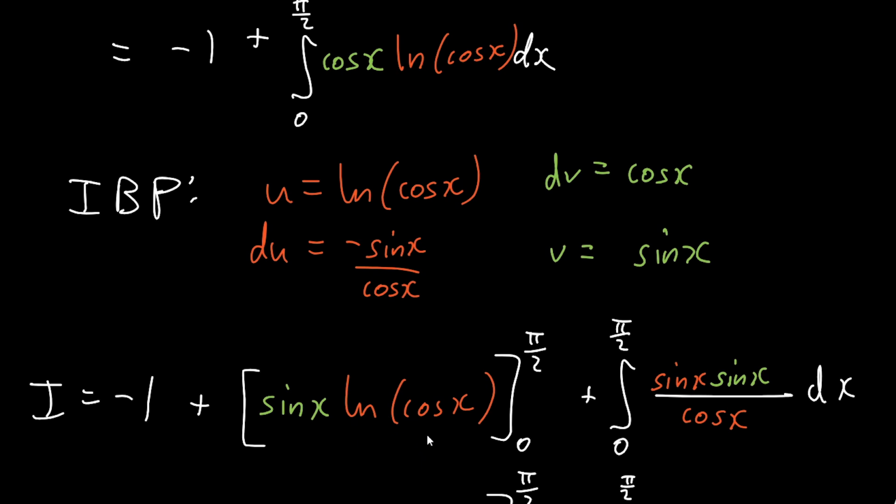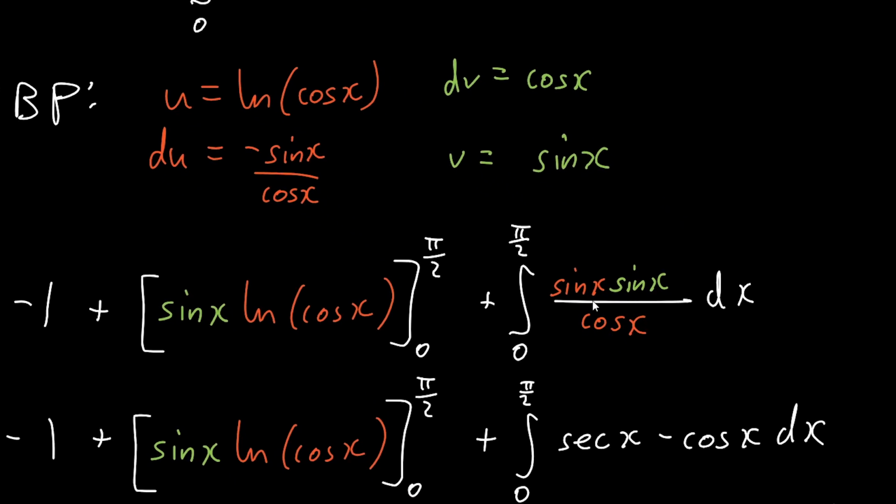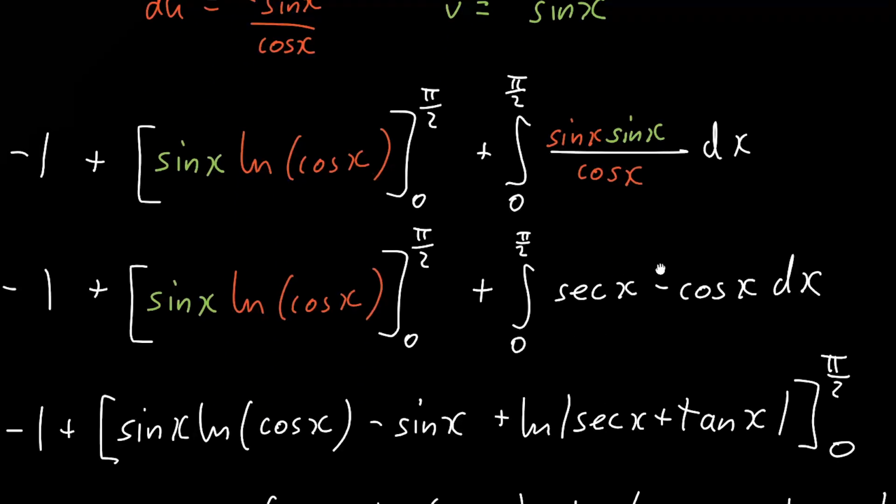So we're just going to leave this as it is for now, and we're just going to evaluate the rest of this integral. So we have sine x times sine x over cos x. So sine squared x over cos x. And if we write sine squared x as 1 minus cos squared x, we can get sec x minus cos x. So evaluating this integral here, we end up with minus sine x from the minus cos x, and then sec x integrates to ln sec x plus tan x.